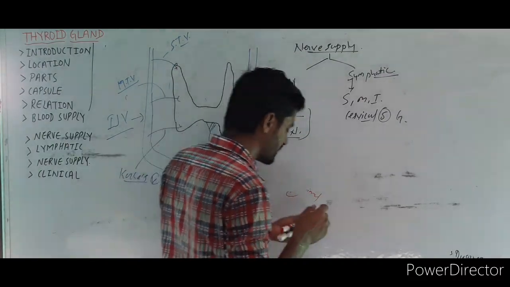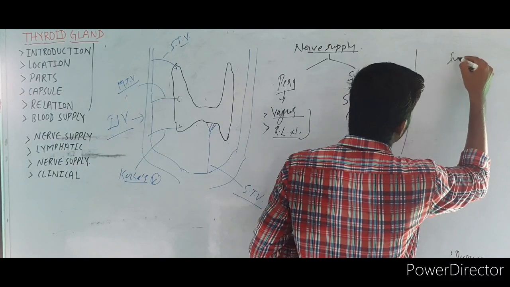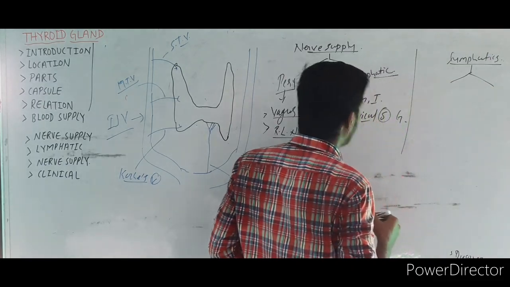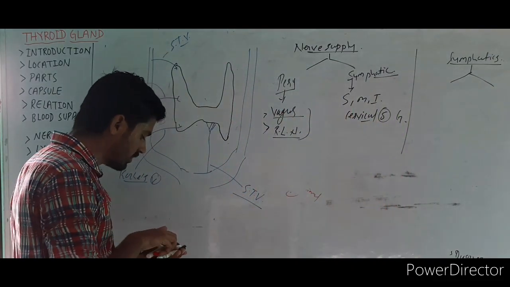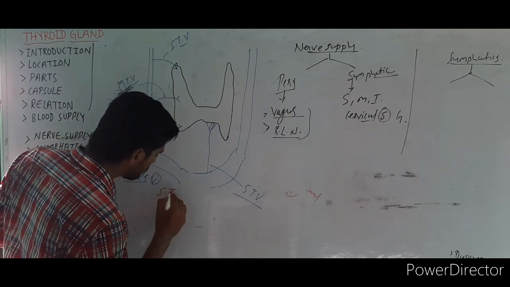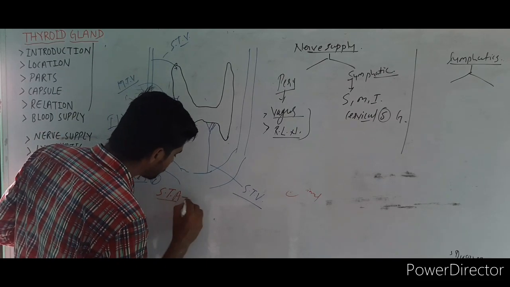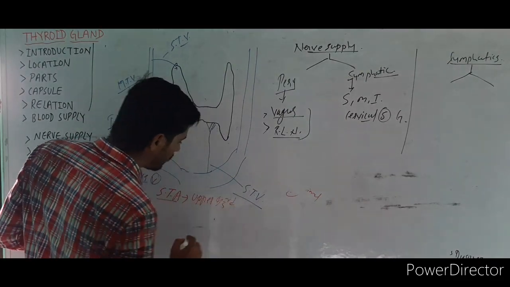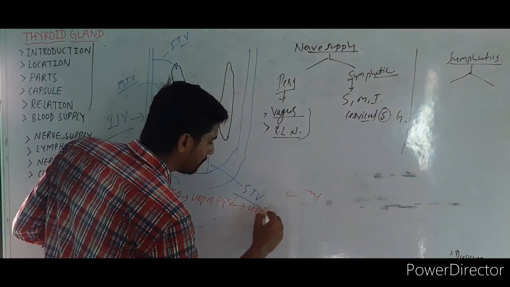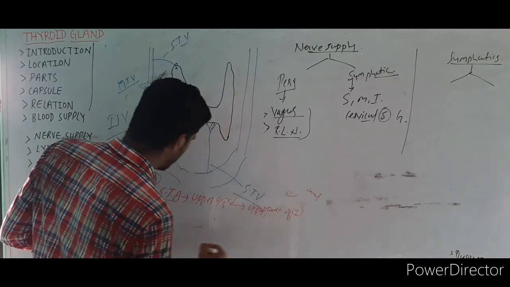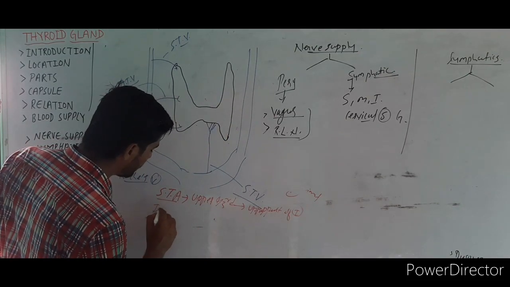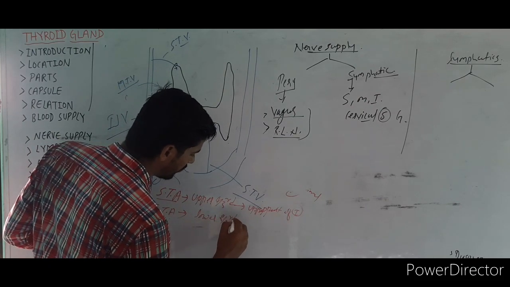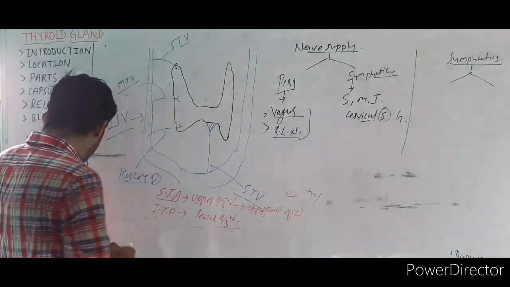Now we have to move on to the lymphatics. Okay, I forgot to tell you one thing, that the superior thyroid artery supplies the upper one third only, and the upper part of the isthmus, but the inferior thyroid artery supplies the lower two thirds. Okay, this is the arterial supply.